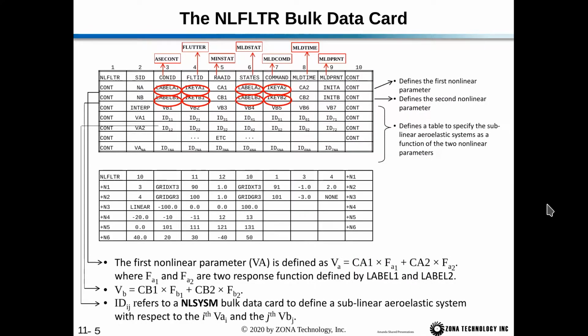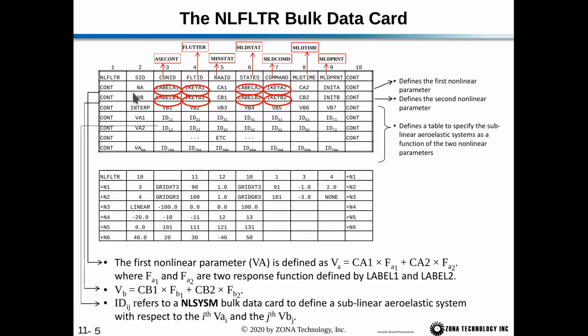So this is the nonlinear flutter bulk data card. It's split up into 3 different sections here. The first row, much like the M loads, E loads, and G loads cards, refers to our ASE controller, flutter, minstat, MLD stat, MLD command, MLD time, and MLD print. So that operates the same as the other cards.